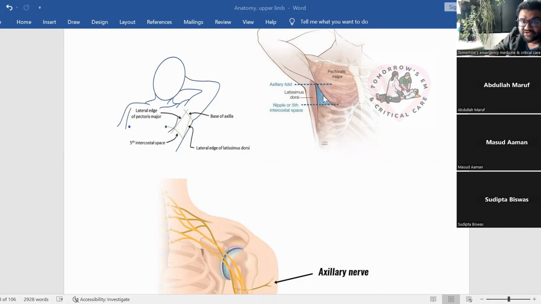So we should introduce our chest drain tube in the triangle of safety, just entering at the mid axillary line. That means this mid axillary line, just enter to it. In front of the mid axillary line we should pass the chest drain, because the long thoracic nerve just passes behind the mid axillary line. Clear? Okay, fine.